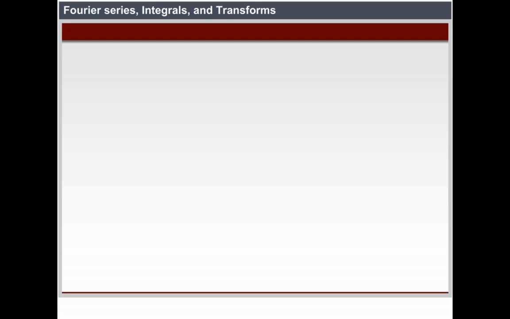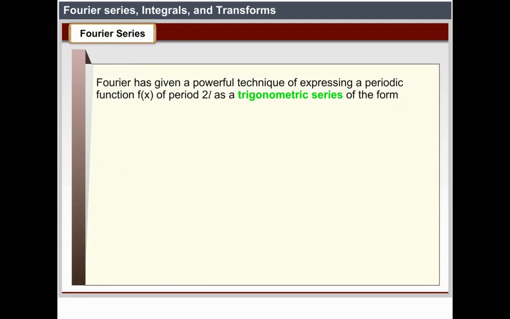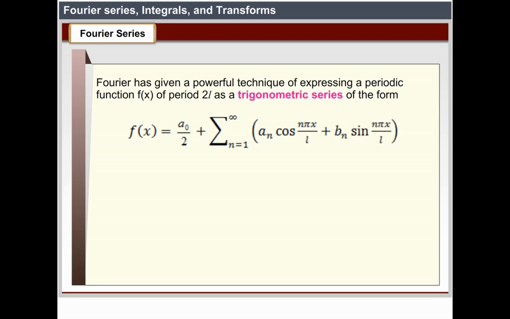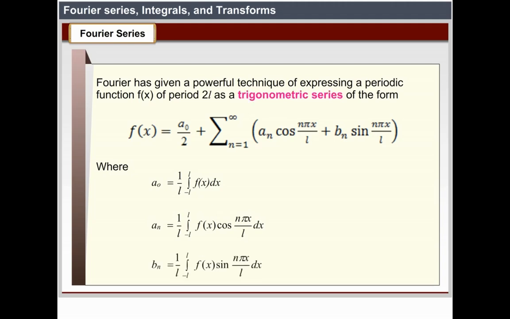Fourier series, integrals and transforms. Fourier series. Fourier has given a powerful technique of expressing a periodic function f of x of period 2L as a trigonometric series of the form f of x equal to a naught by 2 plus summation n equal to 1 to infinity a_n cos n pi x by L plus b_n sin n pi x by L, where a naught equal to 1 by L integral minus L to L f of x dx, then a_n equal to 1 by L integral minus L to L f of x cos n pi x by L dx, b_n equal to 1 by L integral minus L to L f of x sin n pi x by L dx.